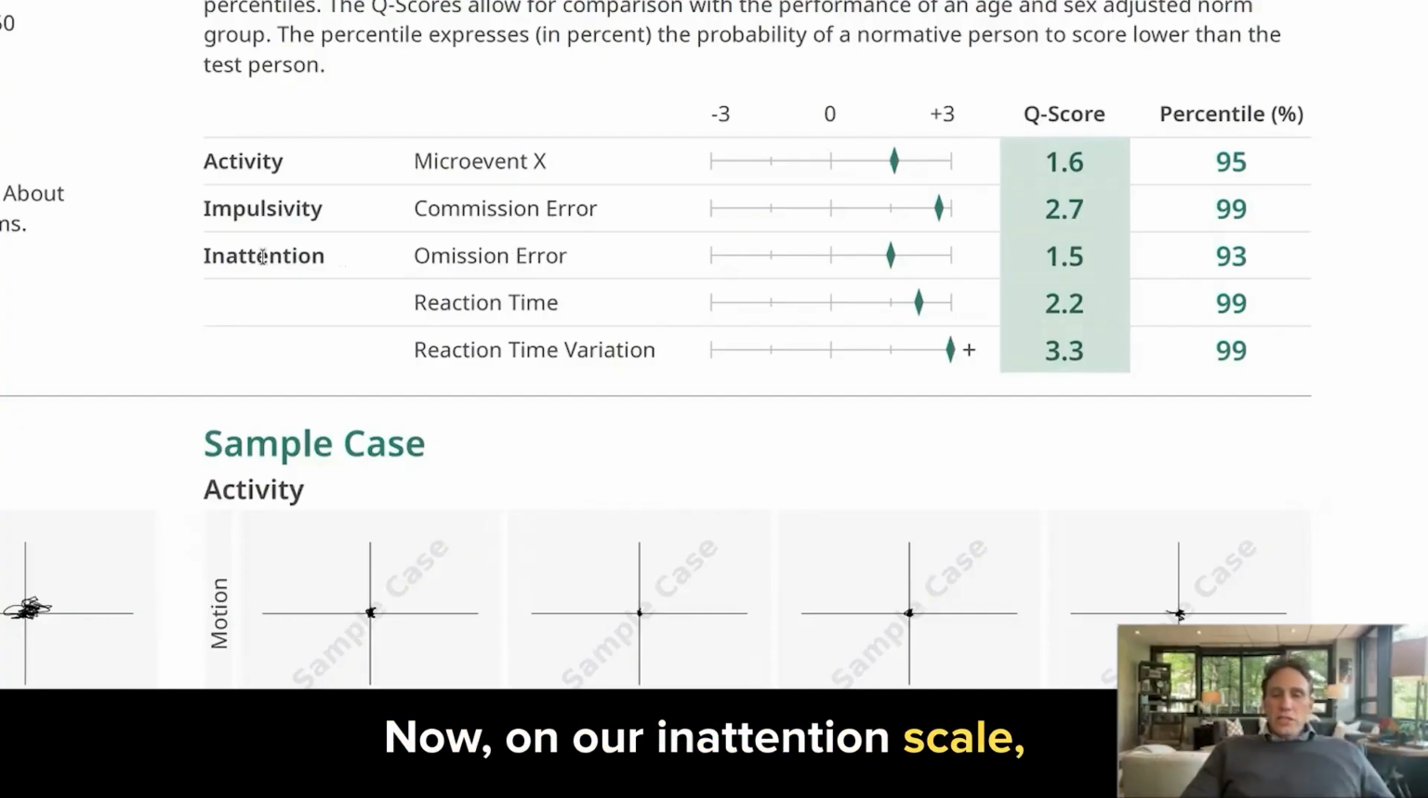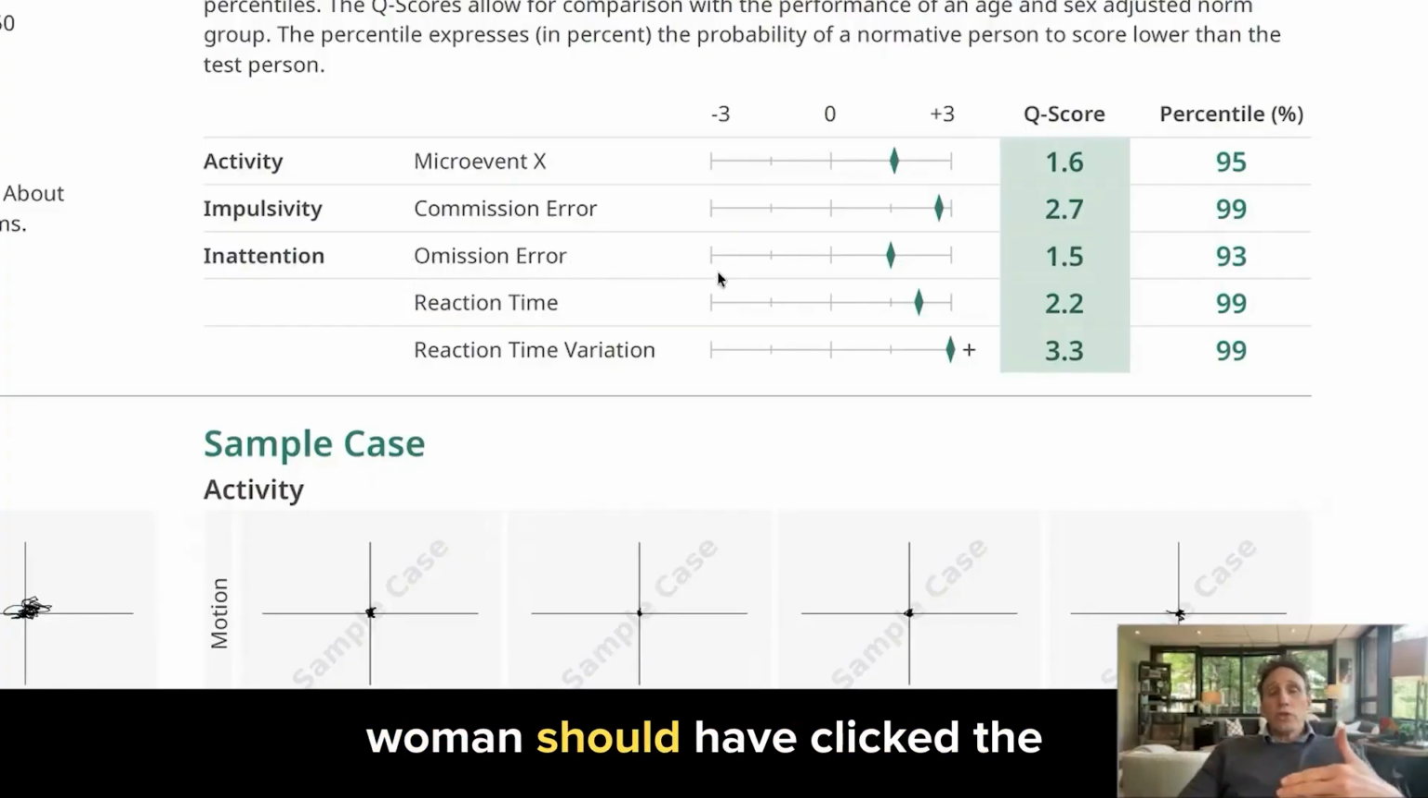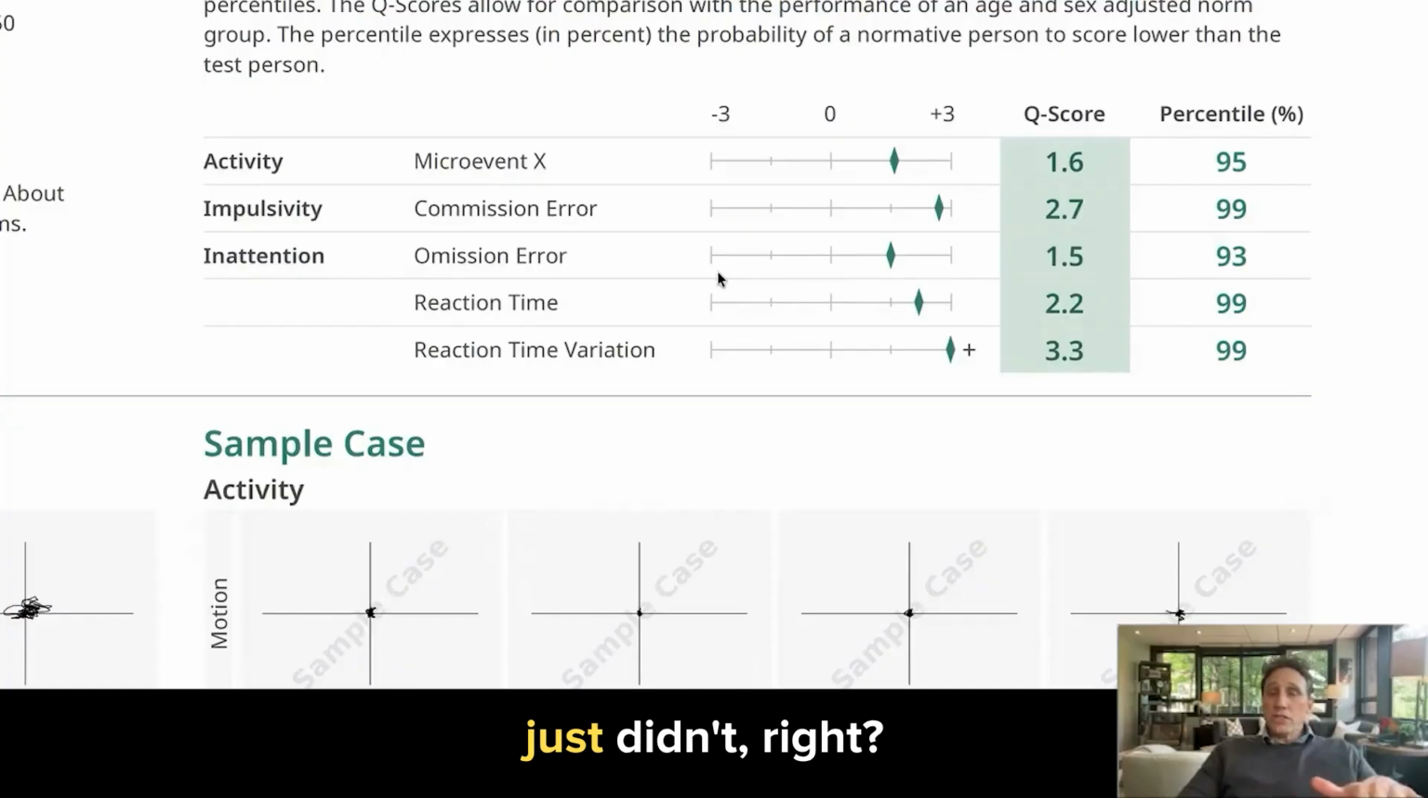Now on our inattention scale, we have 3 different factors that we're looking at. The first are the omission errors. These are the times this woman should have clicked the spacebar and responded and just didn't, right?